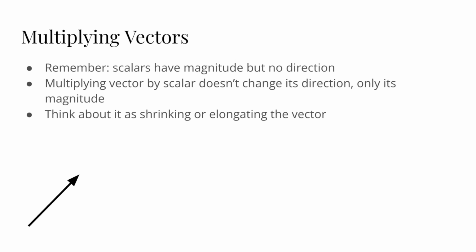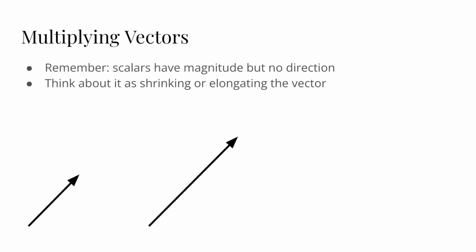Here we have a random vector, let's call it A, and if we multiply it by 2, so 2A, it doubles the length in the same direction as the original vector A. And multiplying it by 1/2 would just cut the length in half. Now multiplying by negative 1/2 would cut the length in half while also flipping the vector A around in the opposite direction.